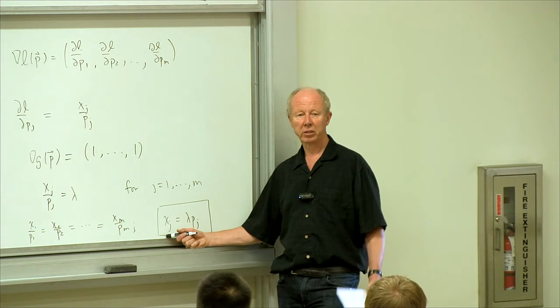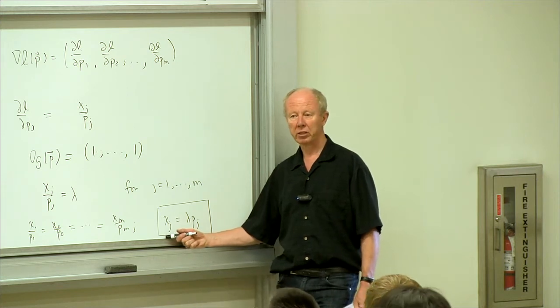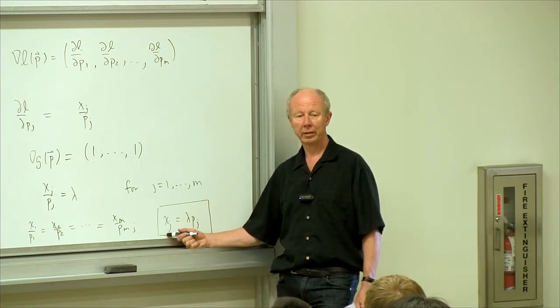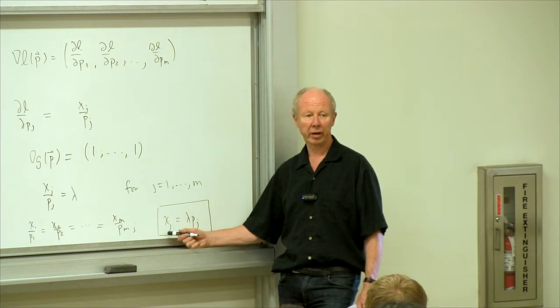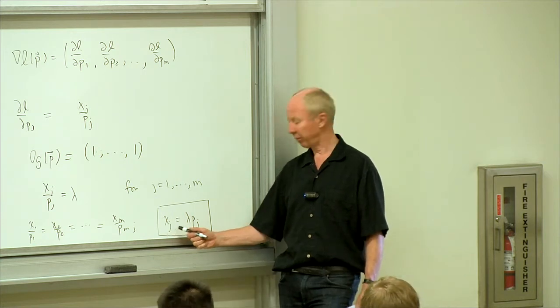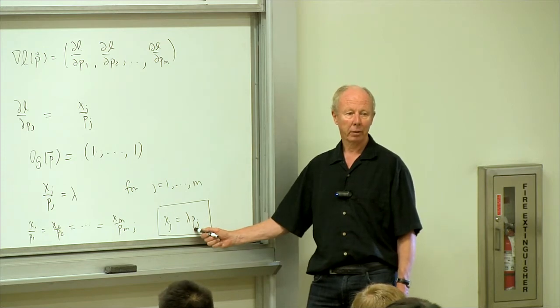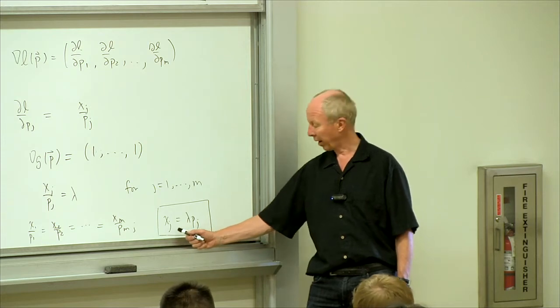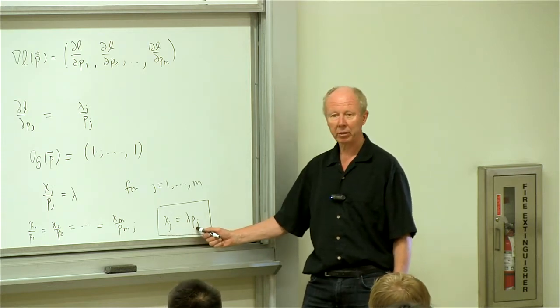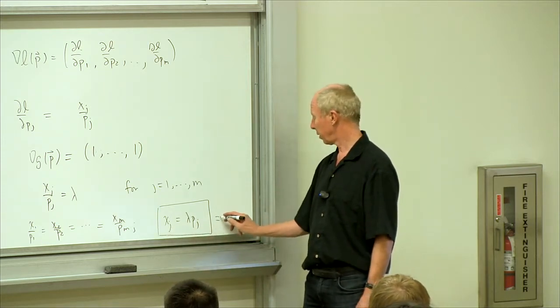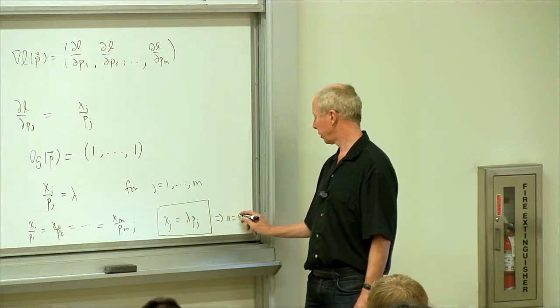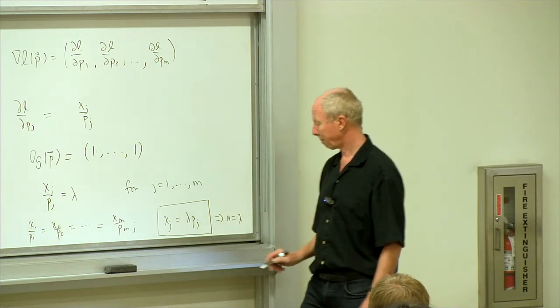x1 is the number of observations in cell 1. x2 is the number of observations in cell 2. xm is the number, it's n, the total number of observations. If I add up this, I get n. If I add up this, what do I get? Lambda, because they add up the p's, what do you get? 1. So if I add up this, I get n. Add up this, I get lambda. So this says that n is lambda.